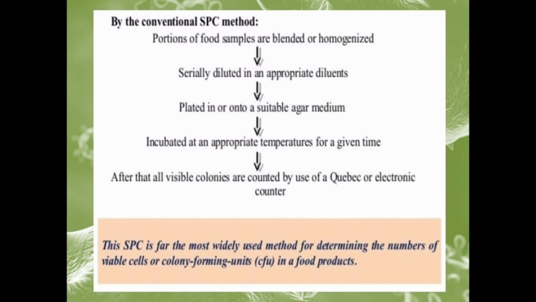The first step would be to blend or homogenize portions of food samples, and then they are serially diluted in an appropriate diluent, which is then plated onto a single agar medium. And the fourth step would be to incubate them at an appropriate temperature for a given time. After that, all visible colonies are counted by the use of a counter or an electronic counter. The SPC method is by far the most popular method for the determination of the number of viable cells or colony forming units in food products.